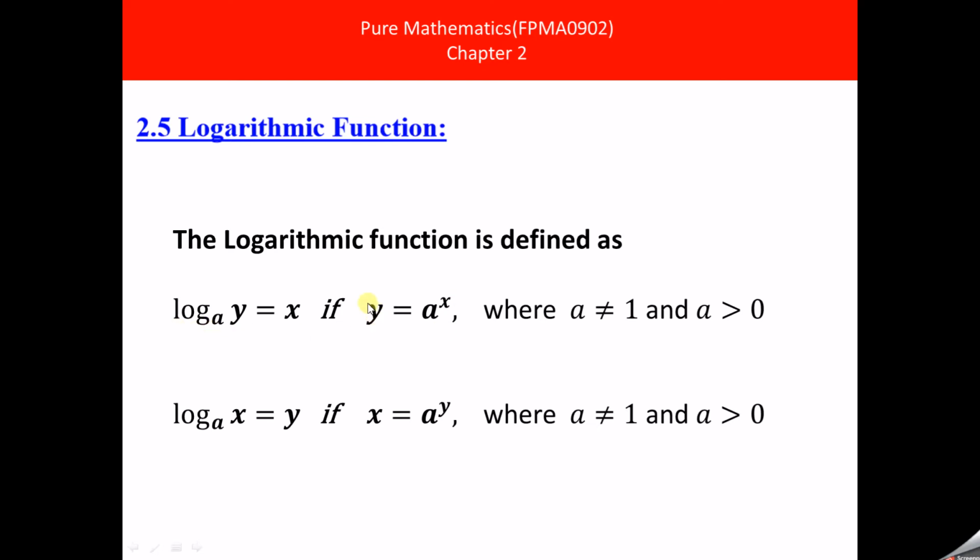Similarly, here y is the range of the exponential function. So here y is the domain of the logarithmic function. That means the range of the exponential function is the same as the domain of the logarithmic function. So this is vice versa. From logarithm we can define the exponential, and from the exponential function we can define the logarithmic function, provided the base is always positive, greater than 0, and the base is not equal to 1.